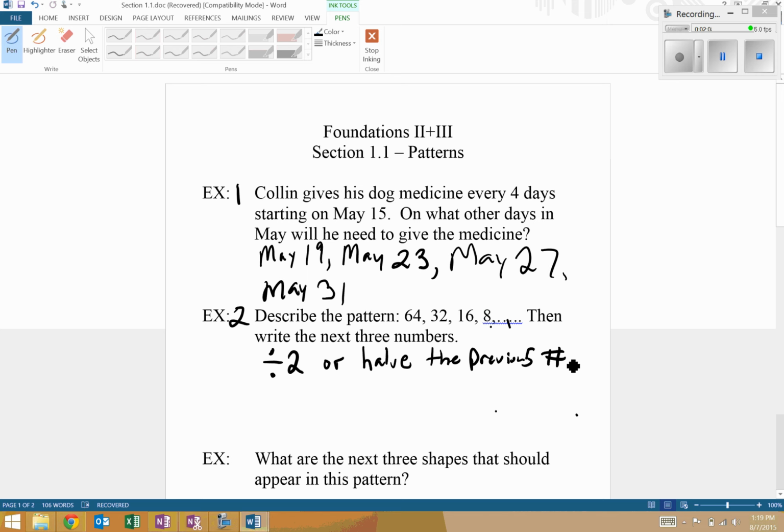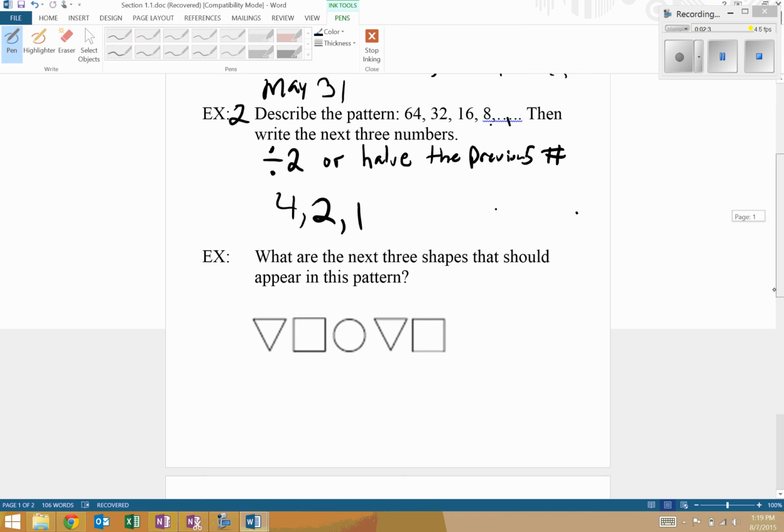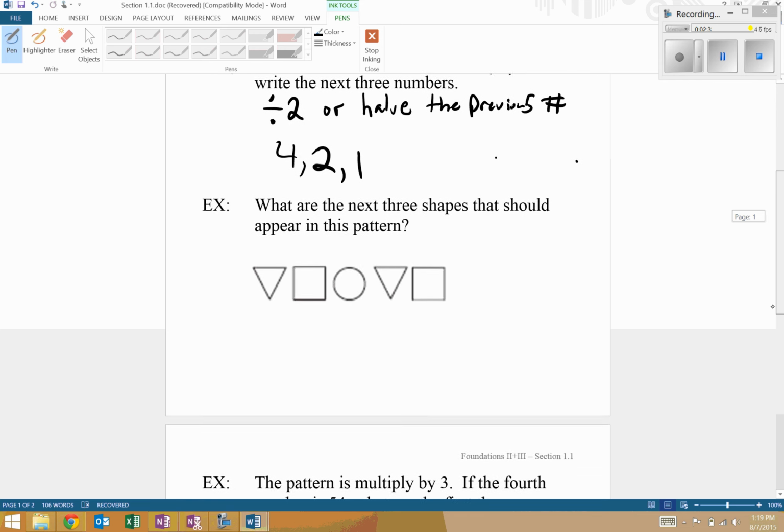The next thing would then be to give the next three numbers. If you take half of 8, or divide 8 by 2, your next number would be 4. You take half of 4, you get 2. And you take half of 2 and you get 1. So that would be another example of describing a pattern and then giving the next three numbers.